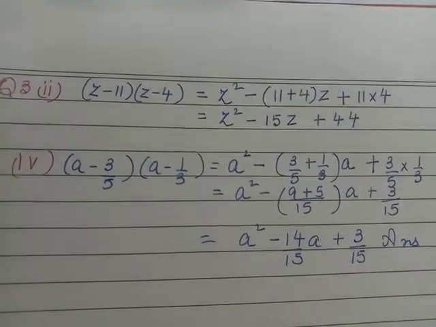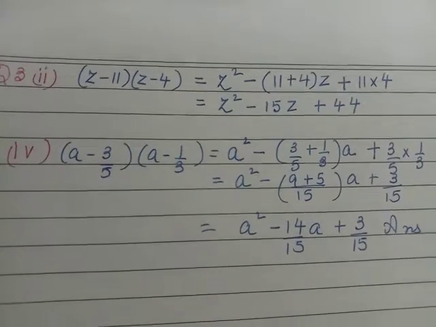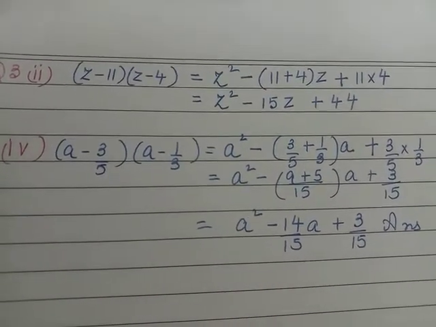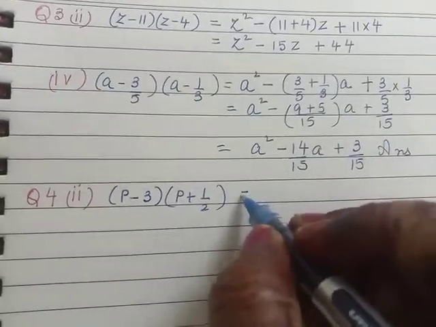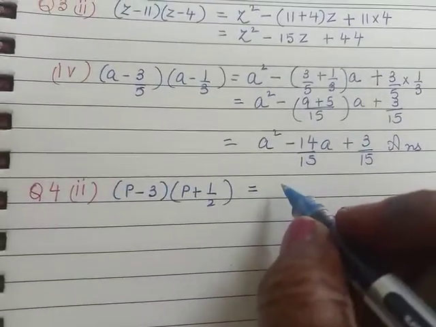So your homework will be question number 3, the third and fourth parts, in the fair copy. Now I discuss question number 4. Question number 4 has 2 parts, so you are going to do both the parts.